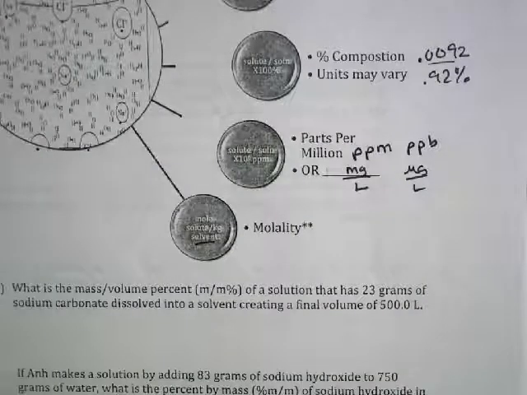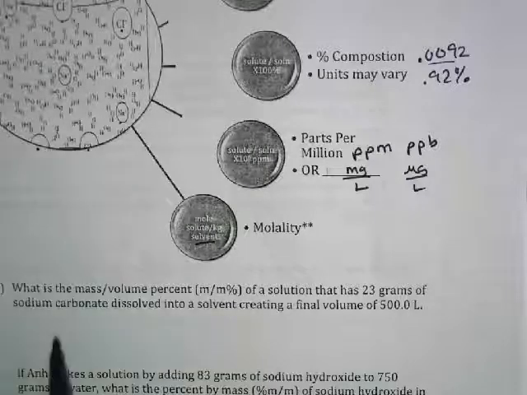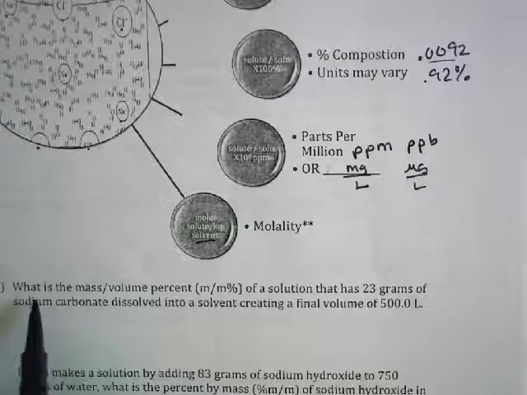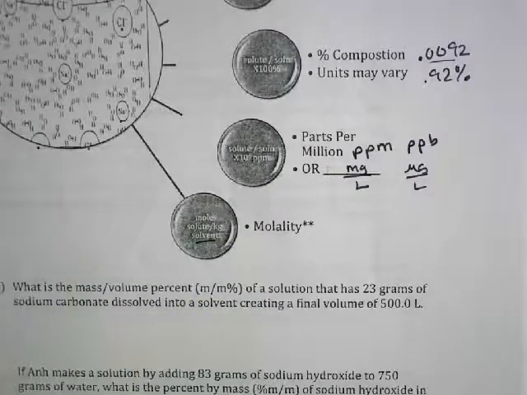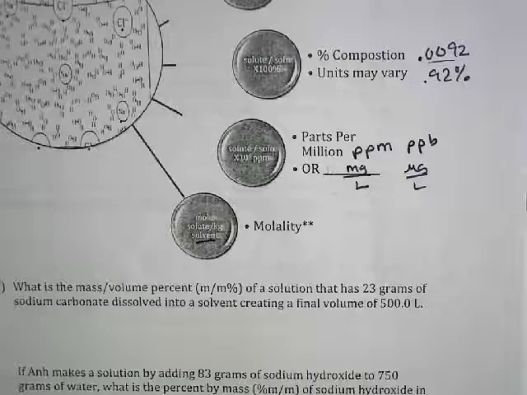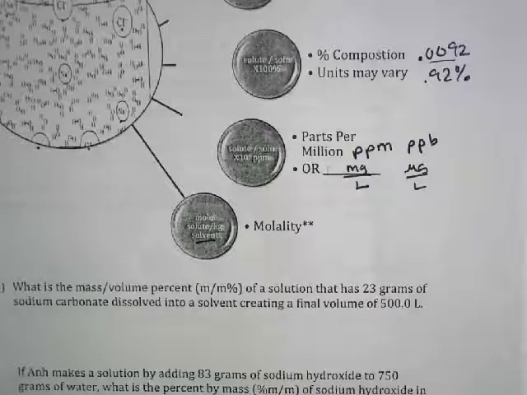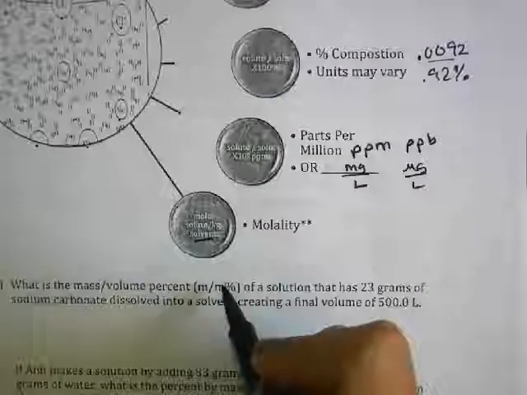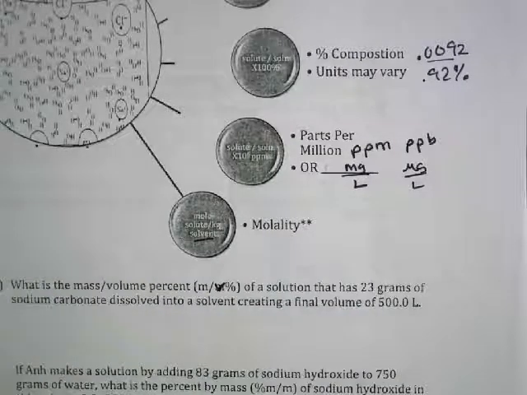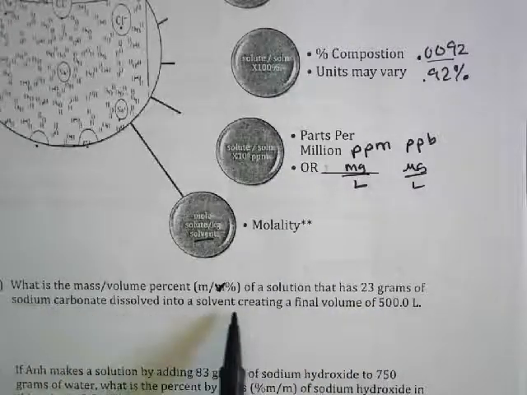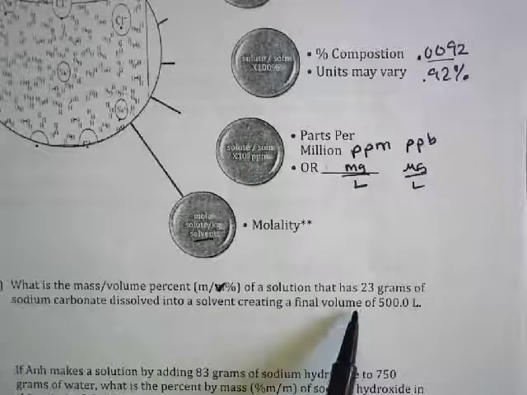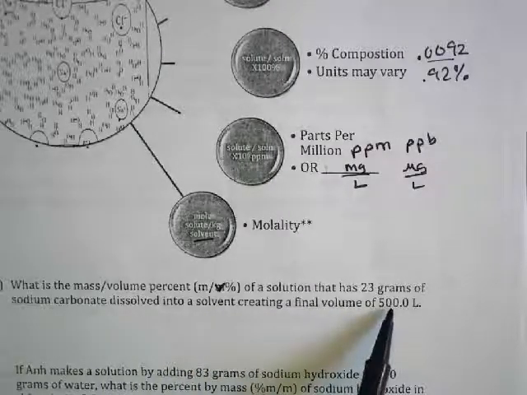So we'll do the first 3 problems, do the next 3 problems, and hopefully we won't have a problem doing the problems. Okay, what is the mass volume percent? And then I put M over M percent, which is already giving you an issue here. So let's just put mass per volume percent, my bad, of a solution that has 23 grams of sodium carbonate dissolved into a solvent, creating a final volume of 500 liters.